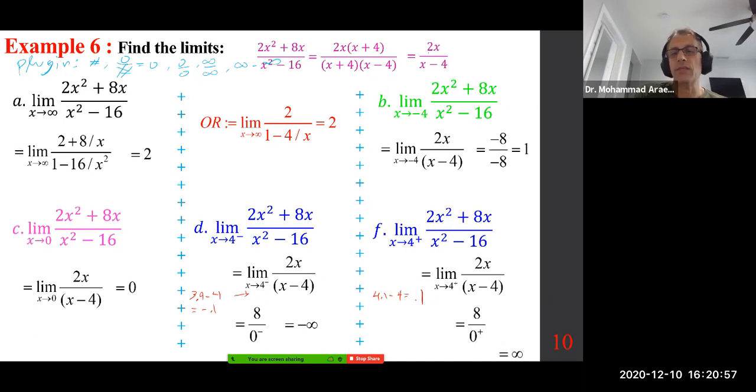Positive over positive is positive. We are looking for the sign. So I hope it's clear to everybody, okay? And we can take it from there. All right.